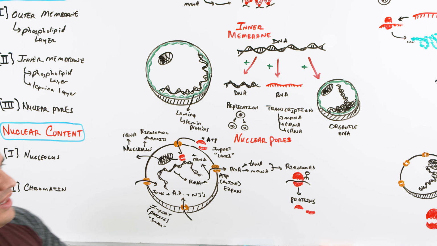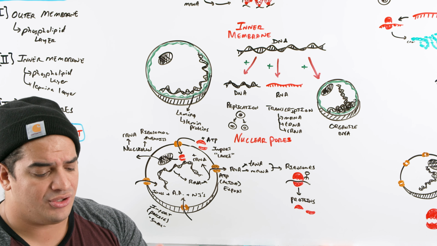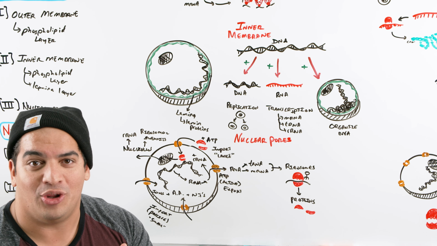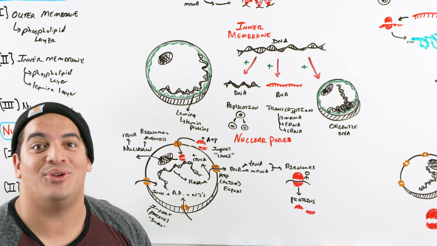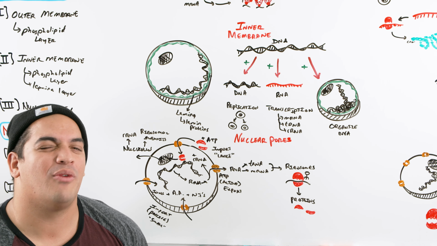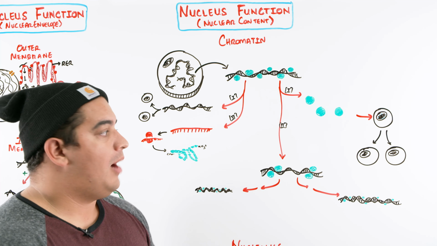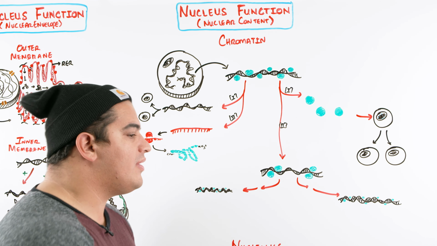Okay. At this point, we have covered now the functions of the nuclear envelope, that being the outer, inner membrane, and the nuclear pores. Let's now move on to the functions of the nuclear content. In other words, going over the nucleolus a little bit more, and then going over the chromatin. All right, my friends, so now we're going to talk about the functions of the nuclear content.